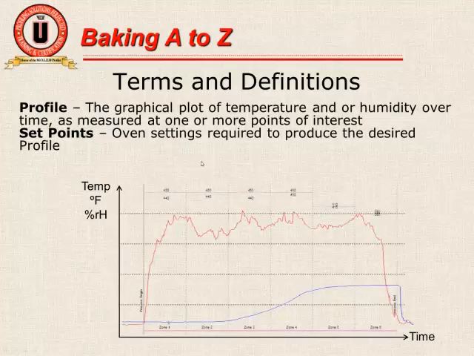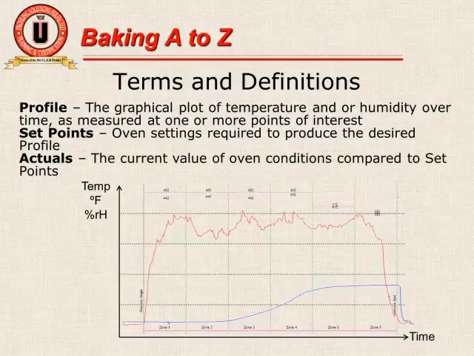The final term is actuals. Actuals are the current value, and when I say current, they're always moving. They're never exactly the same all the time. For example, in this oven here, the set point may be 450 degrees, but the actual value in that zone, and again that's an average at the point of measure, may be 440. So the current oven conditions compared to the set points are always interesting to note, because what you set it for and what it actually is running at are quite often two different things.